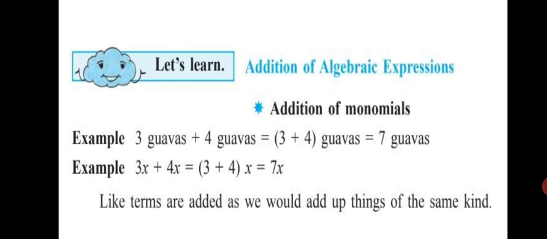In the previous practice set, you have become familiar with terms such as monomials, binomials, trinomials or polynomials. So how do we add them? If you are given 3 guavas and you are told to add 4 guavas to it, you would simply do 3 plus 4 is equal to 7 guavas. Similarly, instead of guavas, if we take a variable x, then 3x plus 4x is equal to: you just add the coefficients 3 plus 4, that is 7, and the variable remains as it is. So your final answer is 7x.